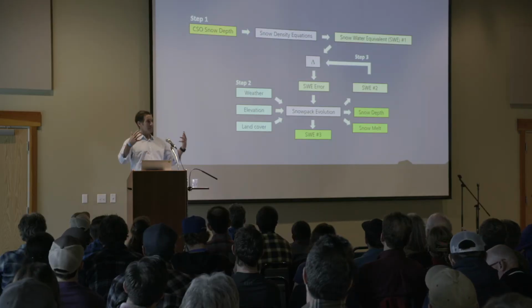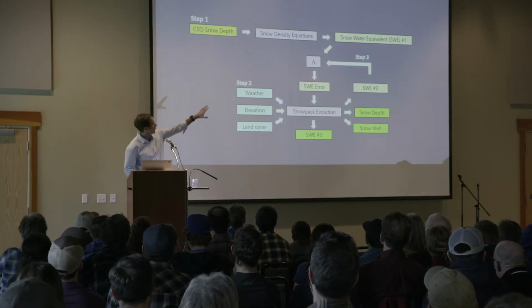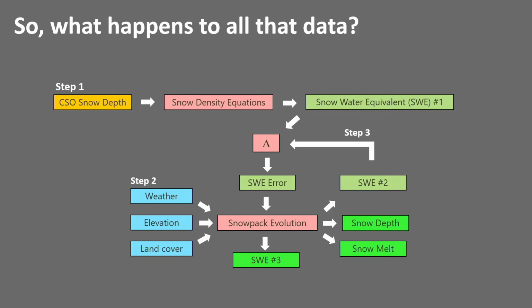So that brings us to step 3, right? So up here we have the snow water equivalent estimates in the upper right. Those come from our citizen scientists. We now have other model estimates of snow water equivalent, and we just take the difference.